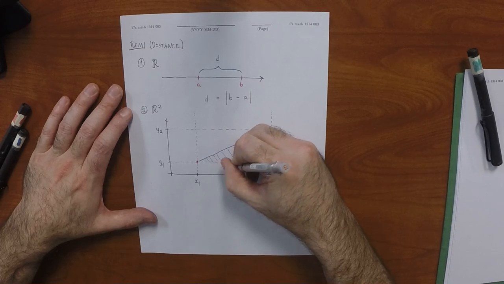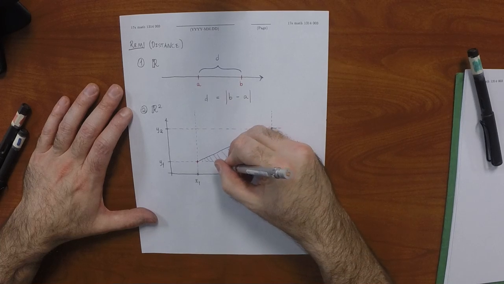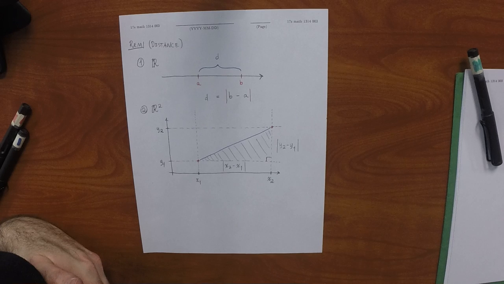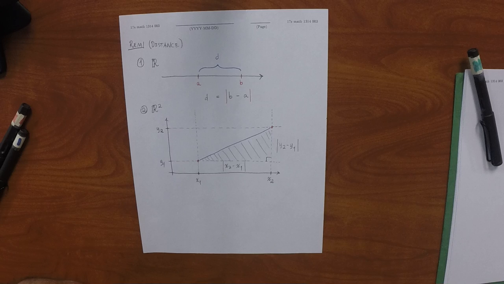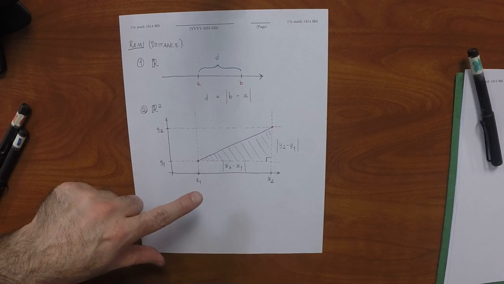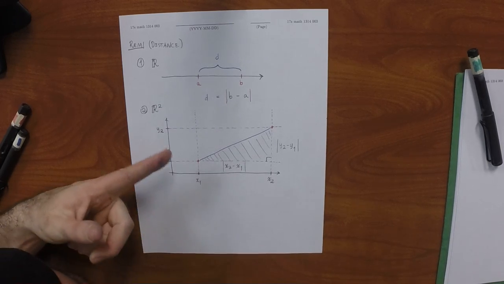X2 minus X1, but absolute value. And so now, what we really want is that blue length, and that is the long side of a right triangle. Well, what's the fancy name for the long side of a right triangle? Hypotenuse. And what's the fancy name for the short sides of a right triangle? Fewer students know these. These are referred to as the legs. So the hypotenuse and the legs.